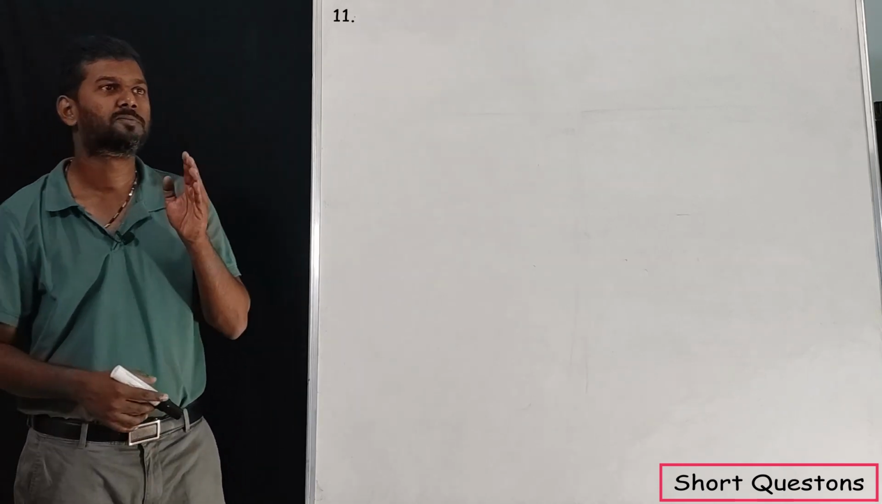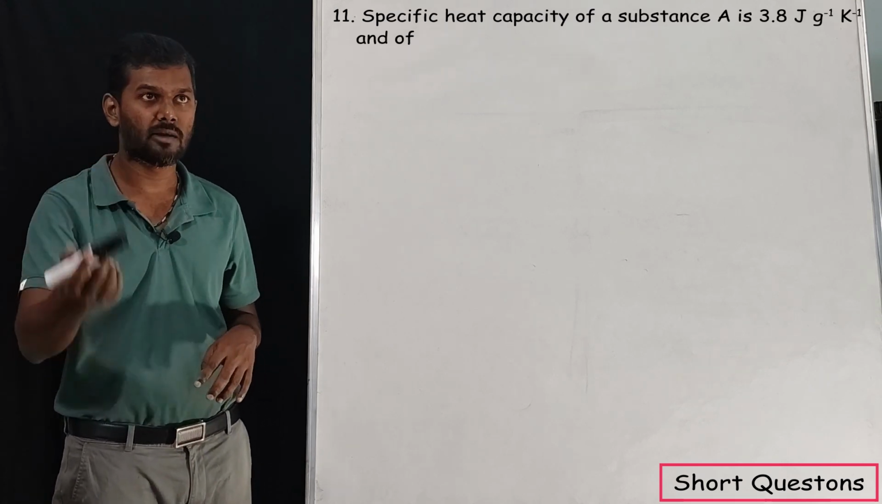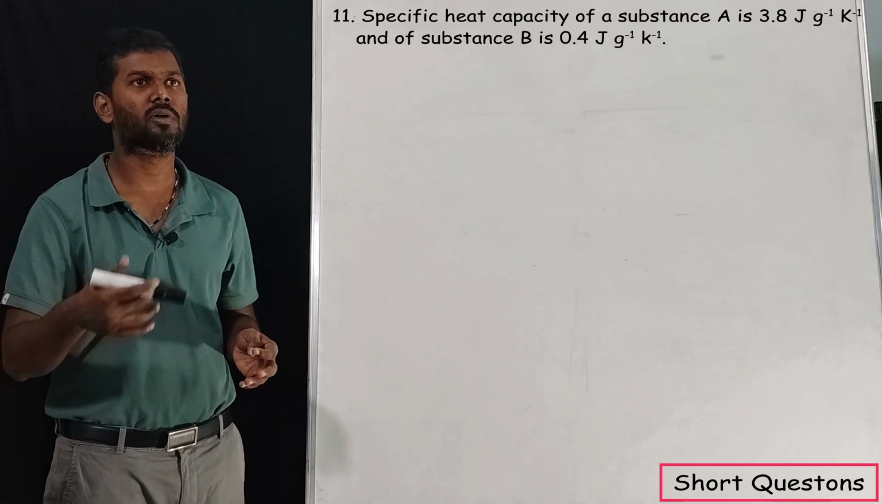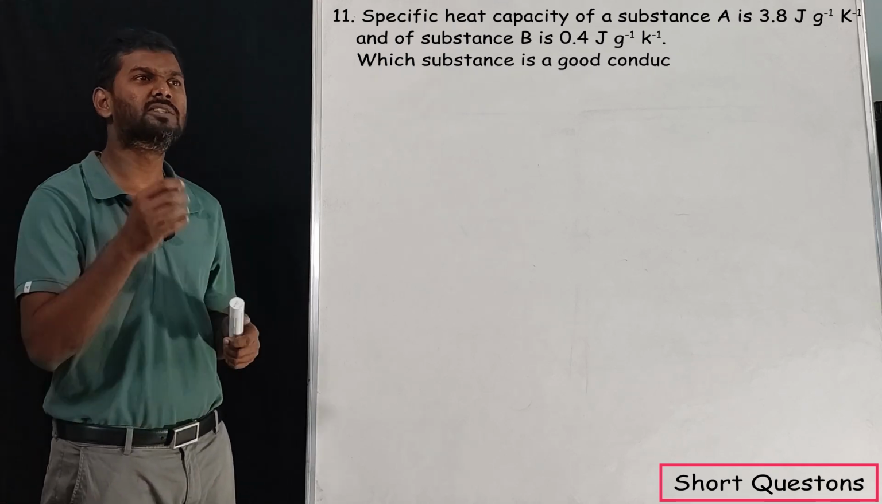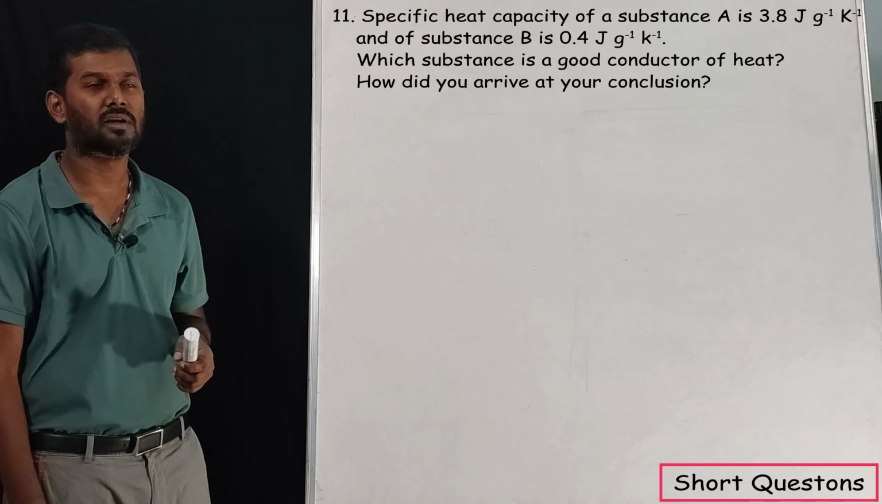Our next question: specific heat capacity of a substance A is 3.8 joules per gram per Kelvin and substance B is 0.4 joules per gram per Kelvin. Which substance is a very good conductor of heat? How do you arrive at your answer or conclusion?